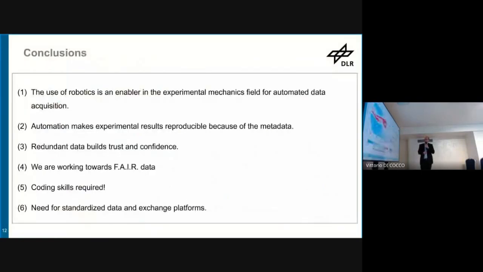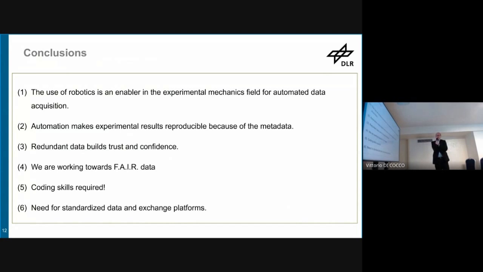Now I come to the conclusion. We have seen that robotics is a great tool in experimental mechanics, because we always know the exact position where an image was taken, as metadata. It is automated without human interaction. Because of the different evaluation methods and redundant data, this creates confidence and trust in the data. The FAIR principles are applied here.